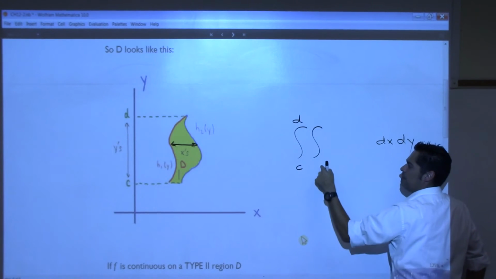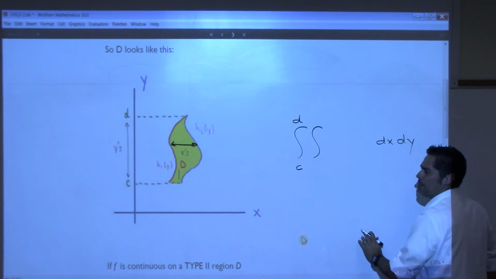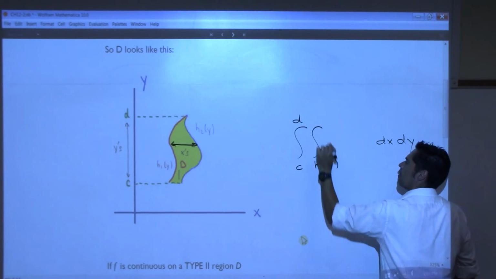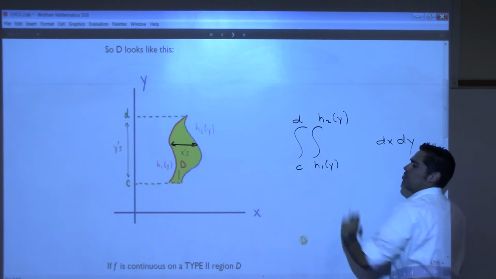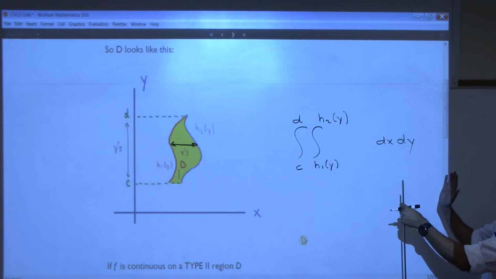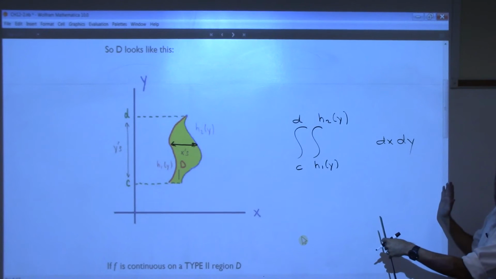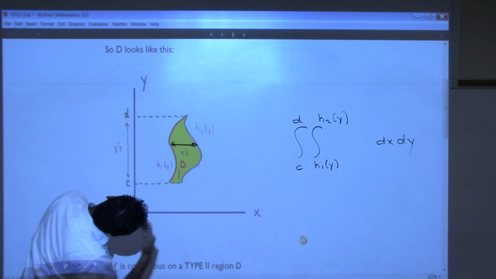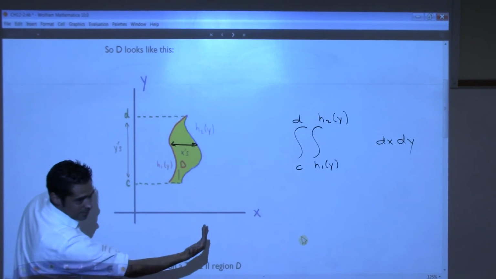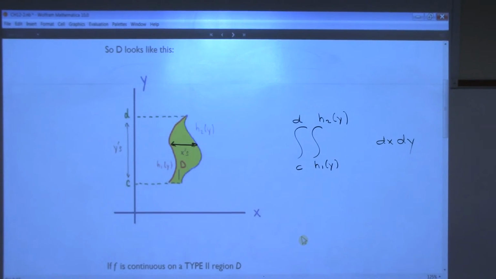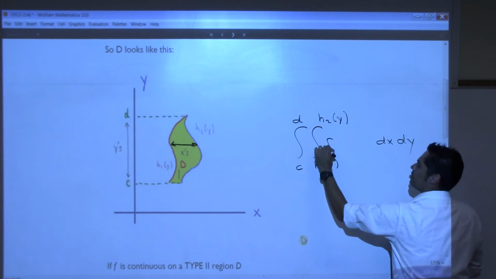And then here, which one do you think happens first? H1 and H2. With G1 and G2, it was easy because you could say G2 on top, G1 on the bottom. This one, H2 is the right one, H1 is the left one. Or if you turn your head sideways, it's the same thing as a type 1. Understand? All right, and then in here is the f of x y.